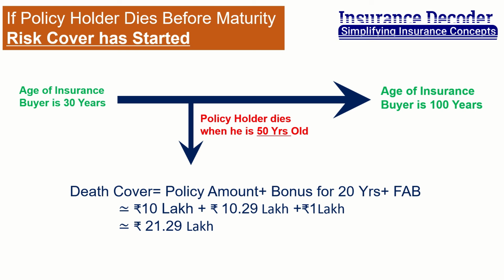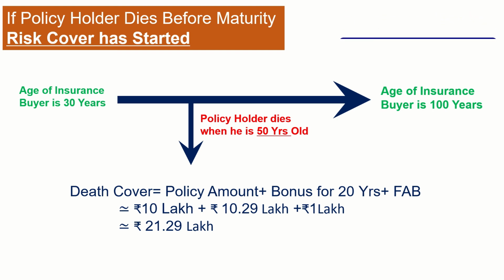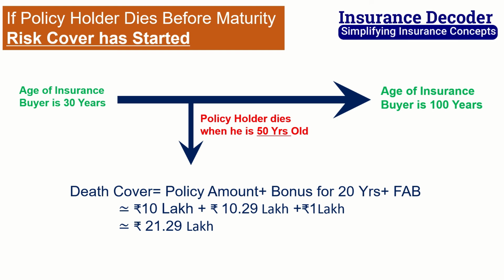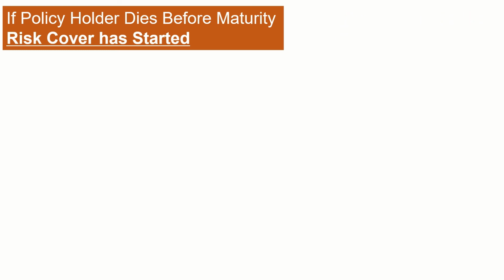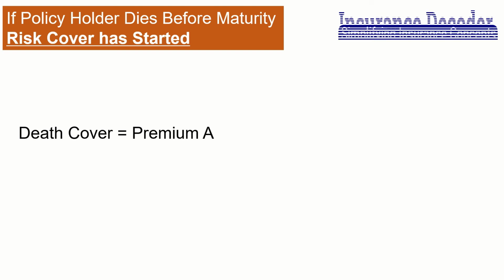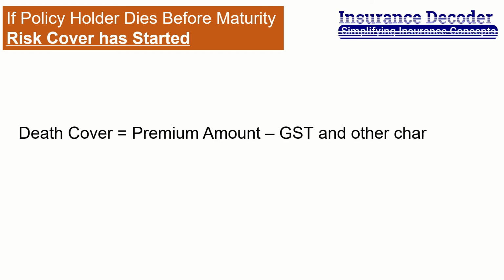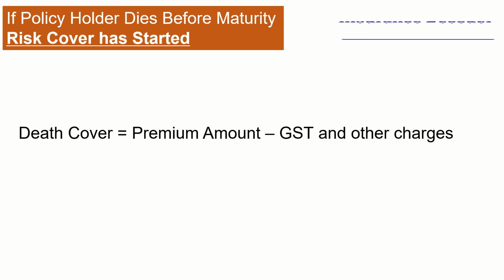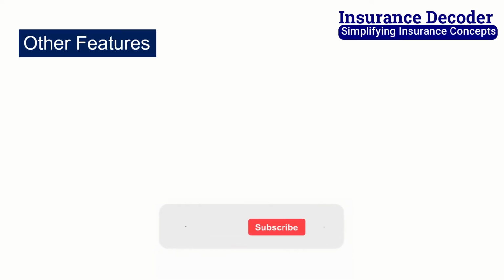So as the person survives longer, this bonus and final additional bonus will keep increasing, since the policy amount will remain the same throughout the policy. However, this bonus and final bonus keep increasing as you grow older. And in the second case, if the risk cover has not started, in that case the premium amount minus GST and other charges will be paid to the nominees.